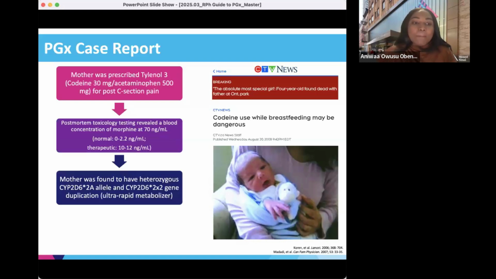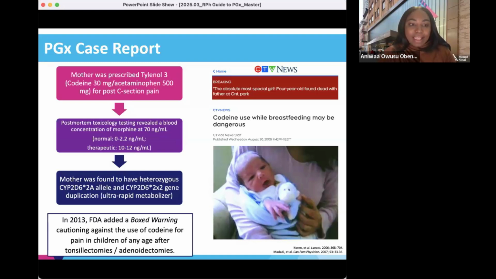And this is because the mom was found later to be a CYP2D6 ultra rapid metabolizer. And why did this happen? With CYP2D6 ultra rapid metabolizers, because codeine gets converted into morphine in the body by the enzyme CYP2D6, ultra rapid metabolizers tend to convert too much of the codeine into morphine. Normally, only about 15% of the codeine that's ingested is converted into morphine, but ultra rapid metabolizers convert way more than the 15%. And the baby was being breastfed by the mom as directed.